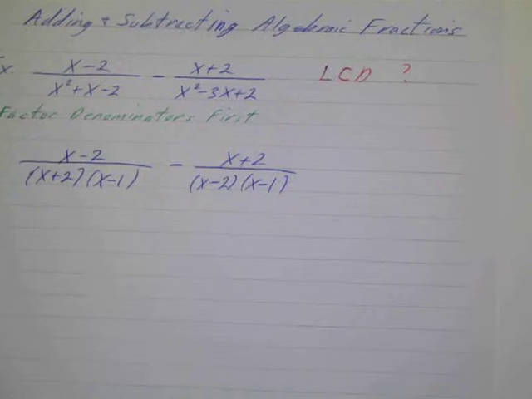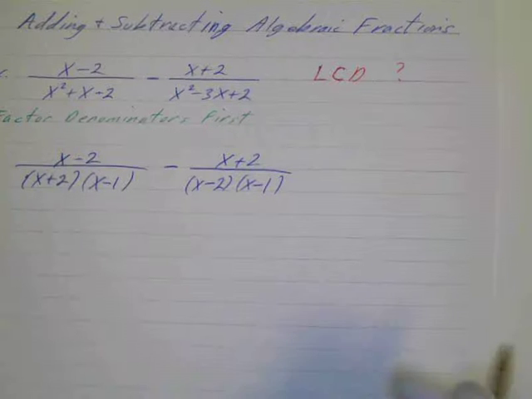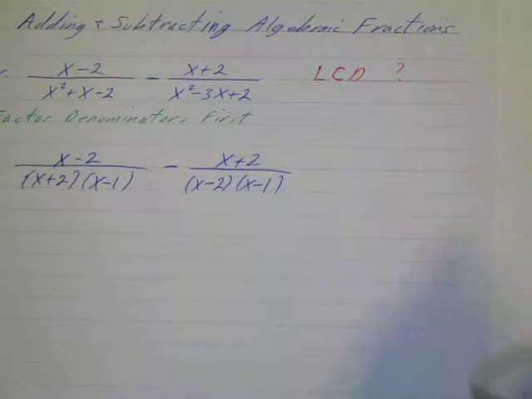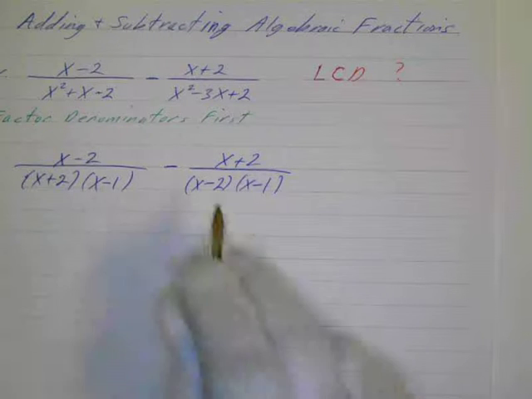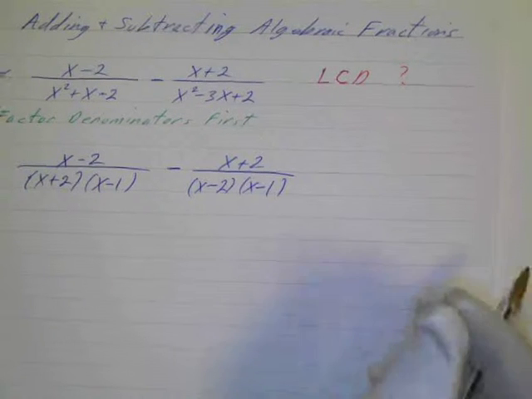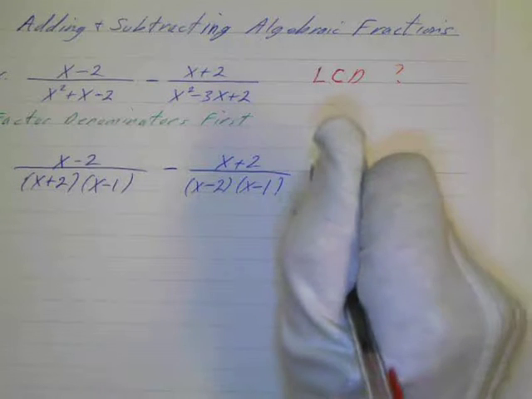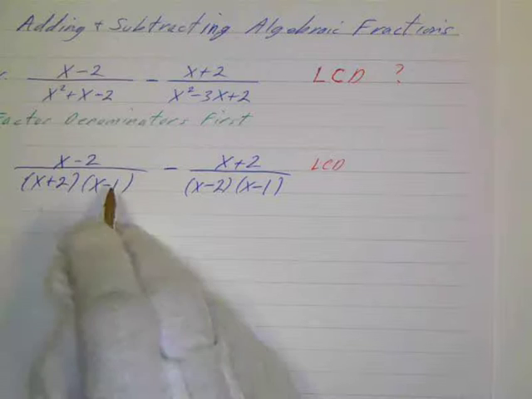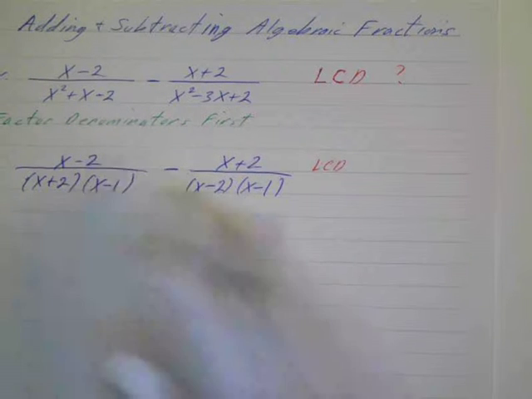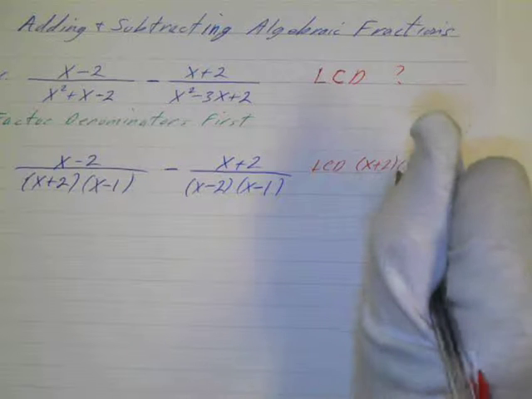So identify the least common denominator and write it down so you don't forget. And it's got to be the smallest, that's why we say the least, expression that both of these denominators will fit into, or will divide into evenly. So I'm going to build the LCD, and I'll use these two factors because the smallest that these two will go into will be both those two. So it's going to be x plus 2 times x minus 1.